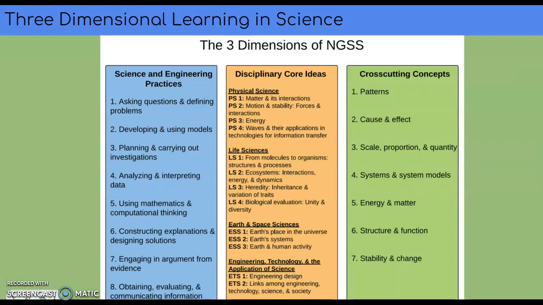Here's a more laid out look, a little clearer understanding of what the 3 dimensions are. Even though this one is labeled as Next Generation Science Standards, these pretty much mirror exactly what our upcoming Minnesota Science Standards that we heard John Olson talk about in Module 1 are going to be. So we see on the left the 8 science and engineering practices. We see in the middle the disciplinary core ideas. And then we see on the right the cross-cutting concepts.